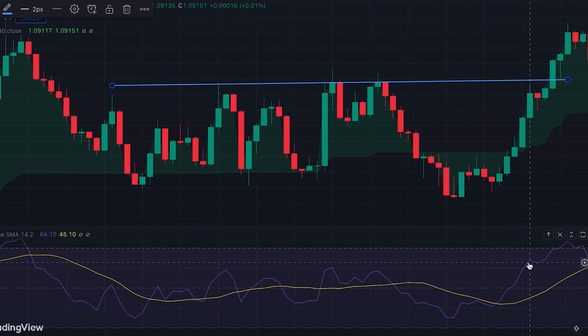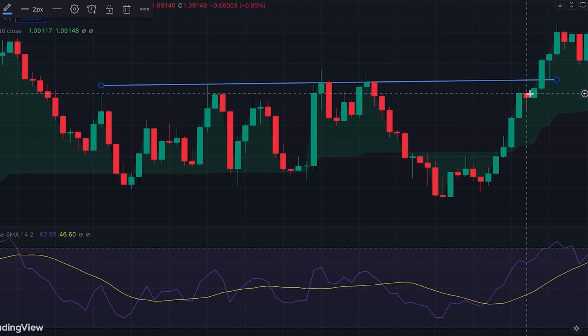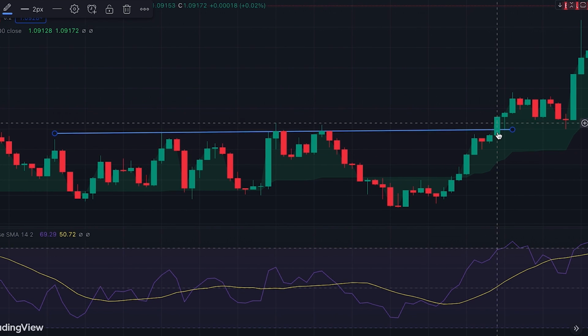even passing the 60 level, which happened here, is not enough, because you can see that the RSI is above the 60 level, but the candle is closed below the resistance level. We enter a trade when we get a candle that is closed above the resistance level. In other words, we enter a trade when this resistance level is broken.